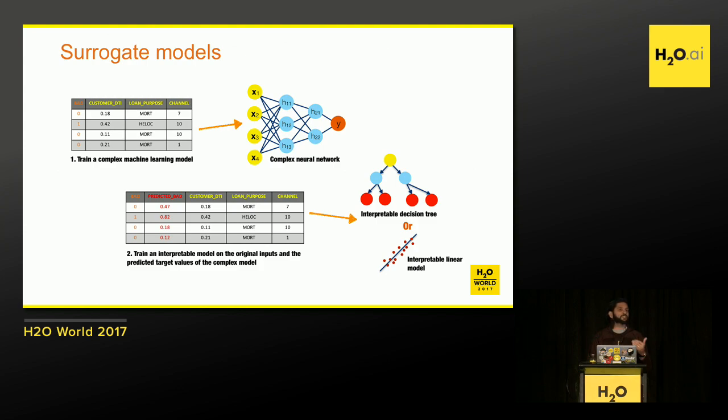So imagine the scenario: I build a GBM with 1,000 trees, max depth is 10, a very big, complex model. But then I take those predictions and attach them to a GBM or a random forest with one tree. That's a single decision tree. I can literally plot that decision tree for you and tell you why that decision was made in an approximate manner. So I won't be exact, but approximate explanations are better than no explanations at all, because no explanations will lead to nothing. The model will not be accepted by anyone at all.